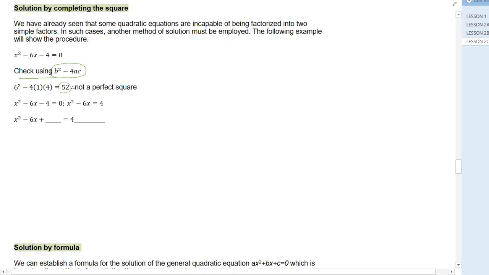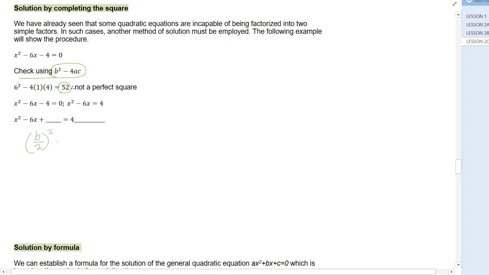52 is not a perfect square, so if we get the square root of that, it is not a perfect square. So what we will do is complete the square. To do that, let us take this and transpose the constant to the other side. Then take the b, divide it by 2, and raise it to 2.